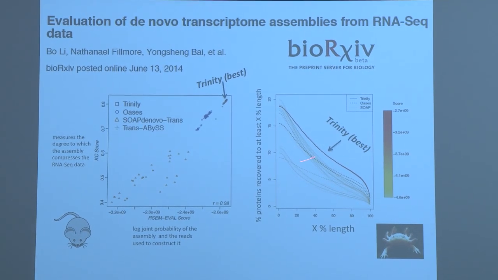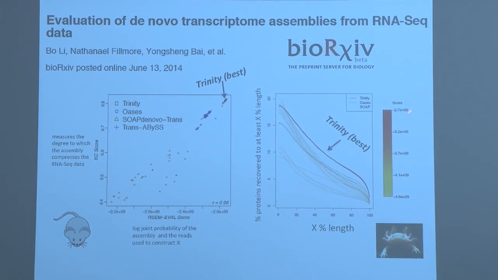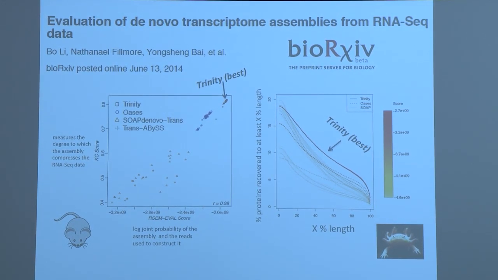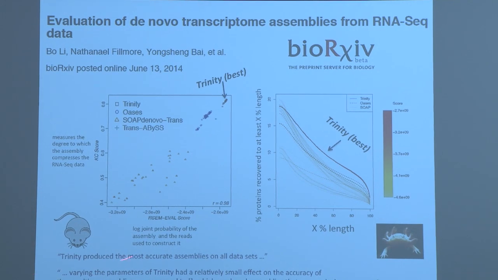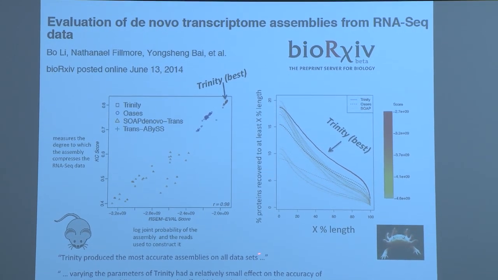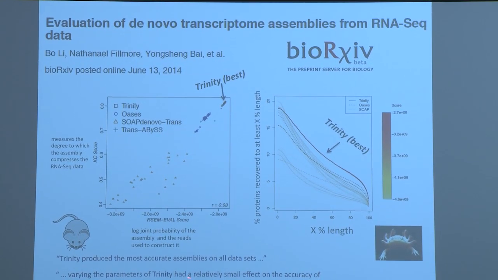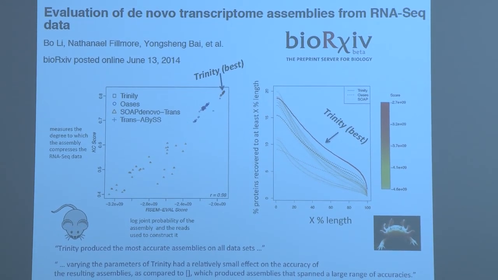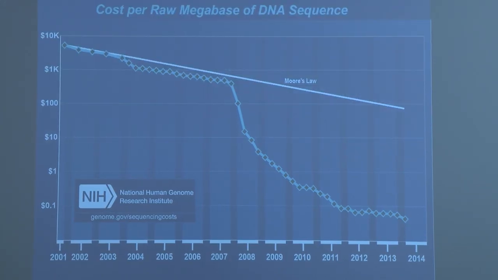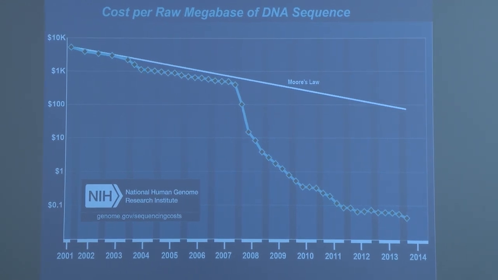And the key point here is, Trinity came out best, so that's great. And we've got the highest score as far as their scoring scheme. So this was very gratifying, and I couldn't be happier when I was reading the paper. There are a couple of remarks like, Trinity produced the most accurate assemblies on all data sets, and varying the parameters of Trinity had a relatively small effect on the accuracy of the resulting assemblies as compared to some of the other tools, which produce assemblies that spanned a large range of accuracies. So that's all I'll say. Very happy about that.